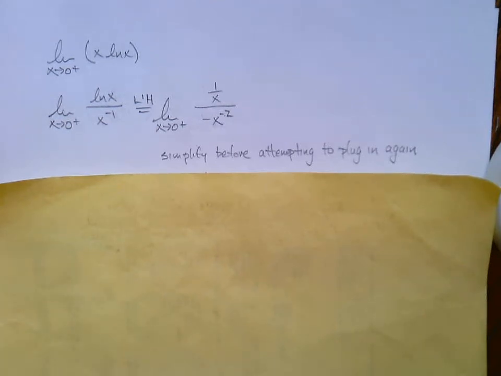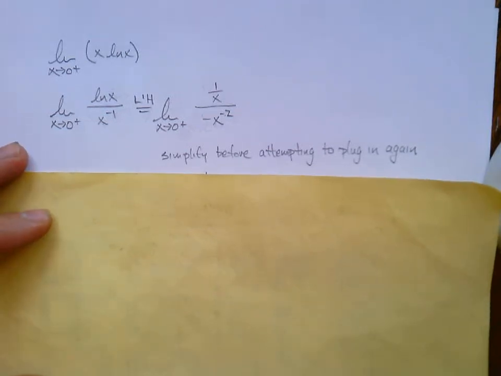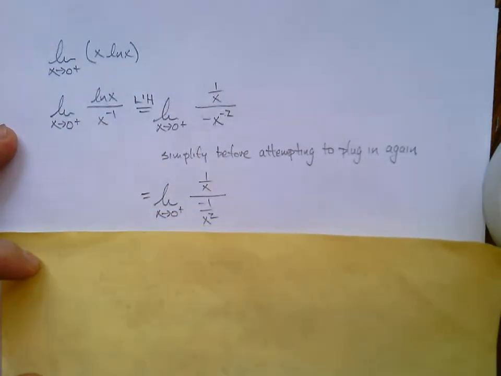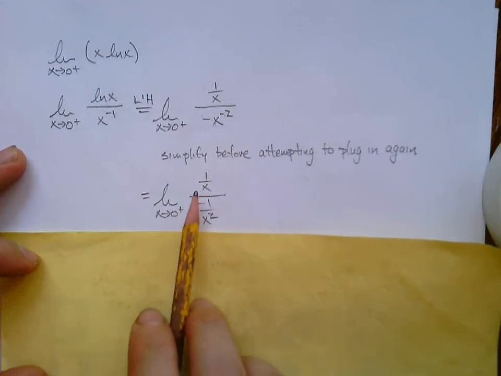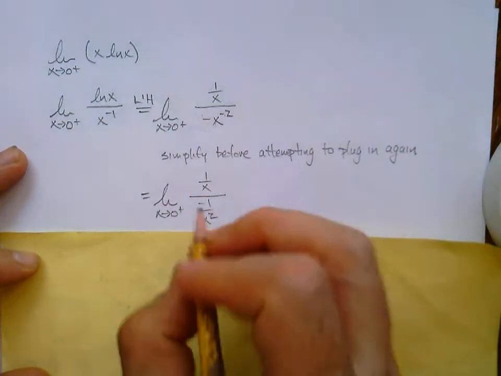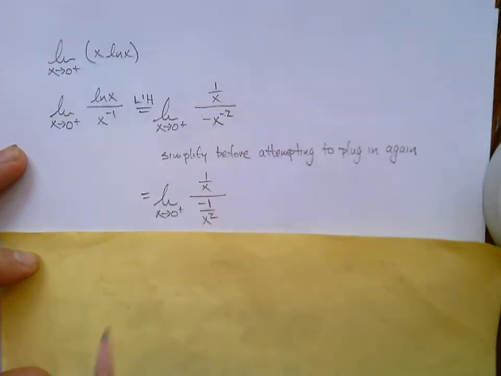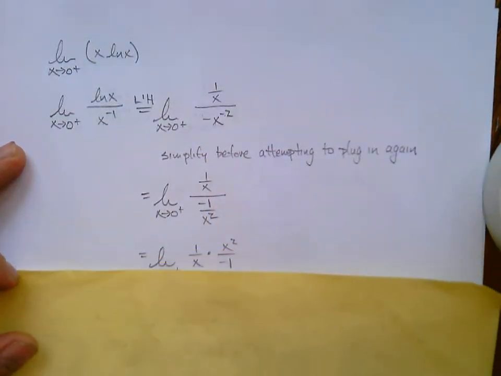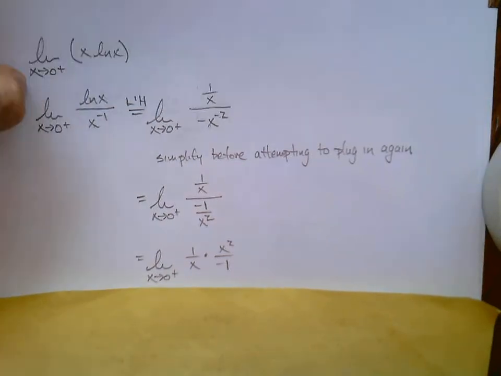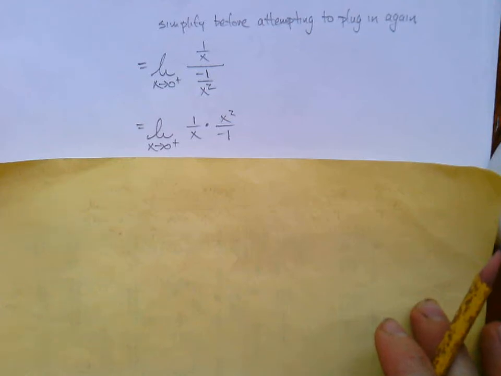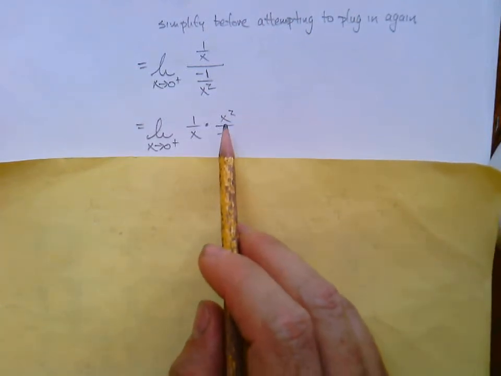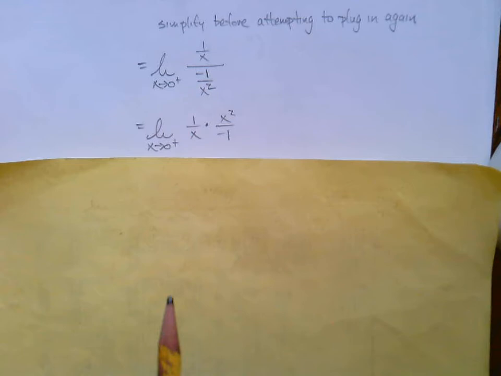Makes sense. It's part of the checklist even. Clean it up, then try to plug in the 0. Okay, so I'm going to rewrite this denominator as a fraction. So I've got that limit as x approaches 0 from the right, 1 over x over -1 over x squared. Okay, we're going to flip and multiply. All right, we say, oh okay, one of the x's cancels and the negative.